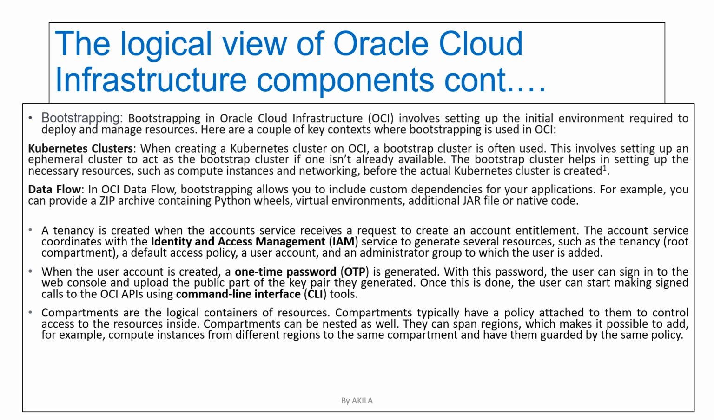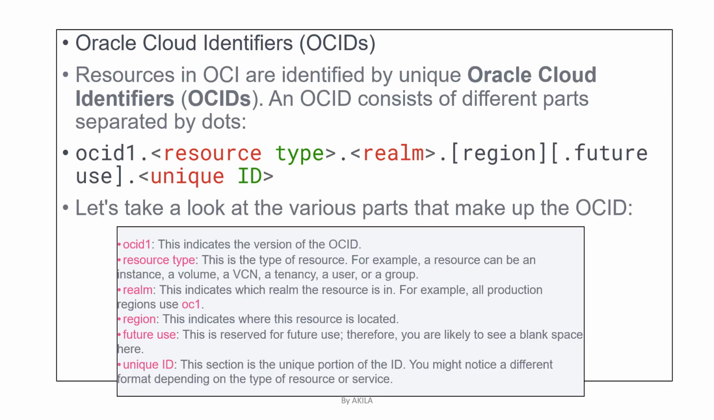So bootstrapping using the Kubernetes clusters and data flow components. With that only we can create our initial environment, and then using the tenancy we can create our compartment inside the Oracle Cloud environment. Now how is it possible? By this way only we can deploy our application.